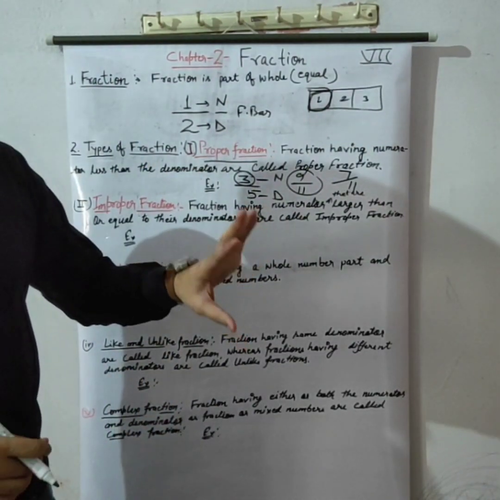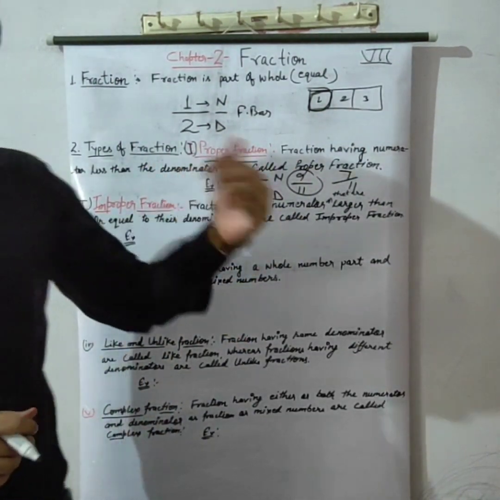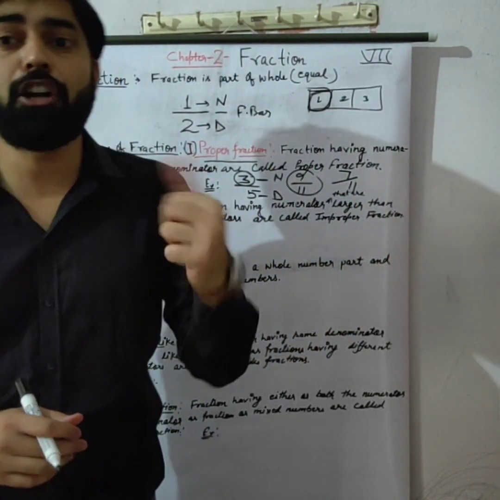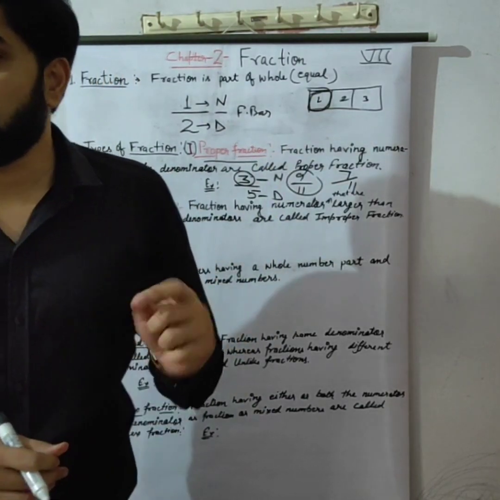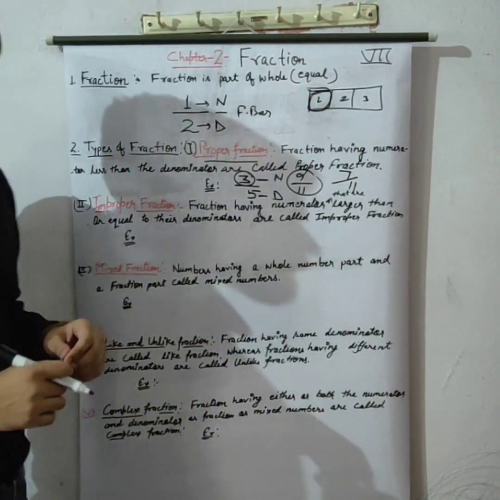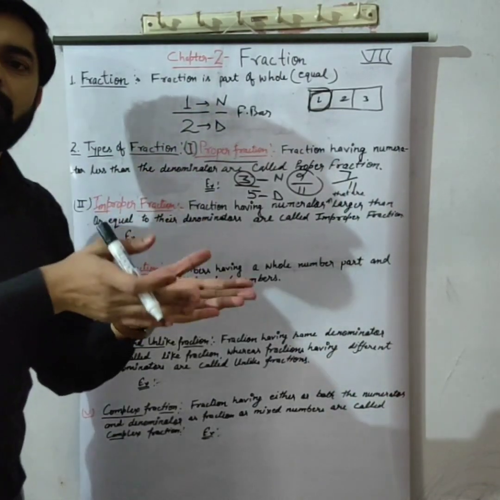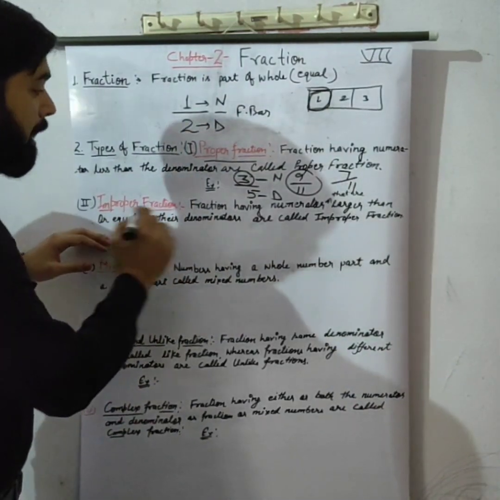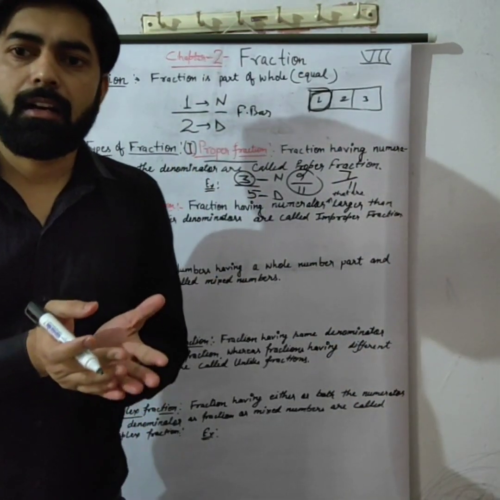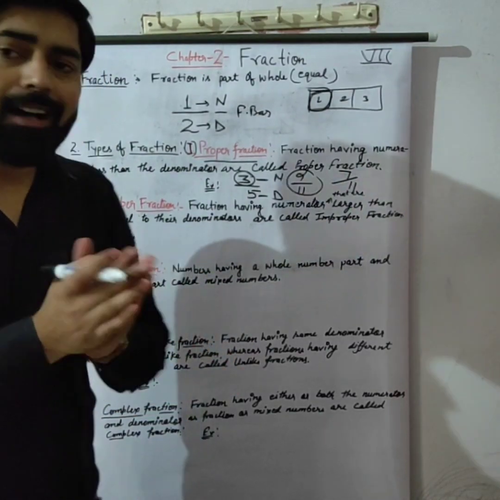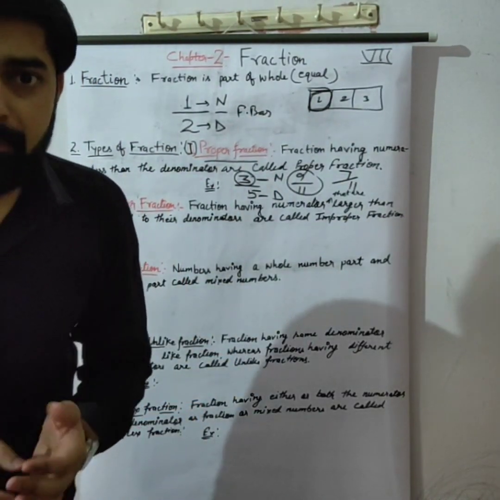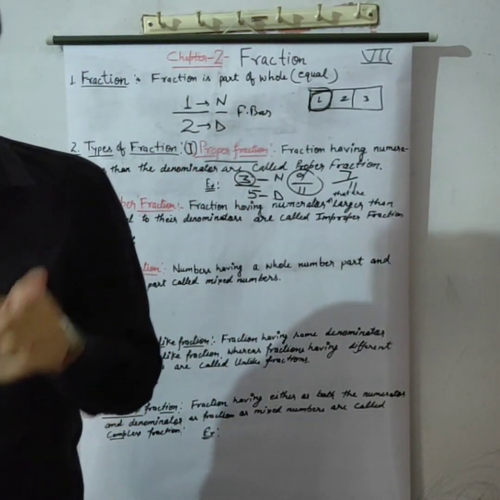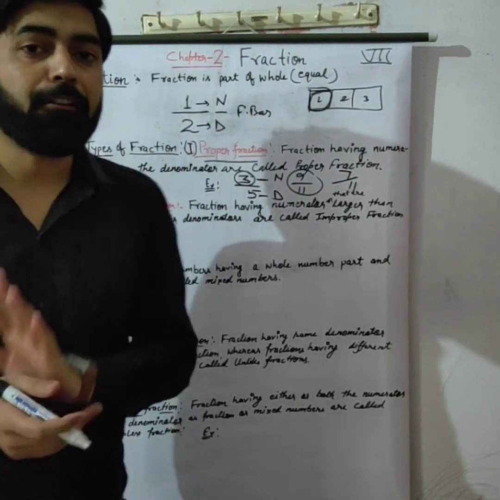Now the second type is the improper fraction. Again I will repeat: if a fraction has a numerator less than the denominator, it is called a proper fraction. And the second is the improper fraction, just the opposite of the proper fraction, meaning a fraction having a numerator larger than the denominator is called an improper fraction.